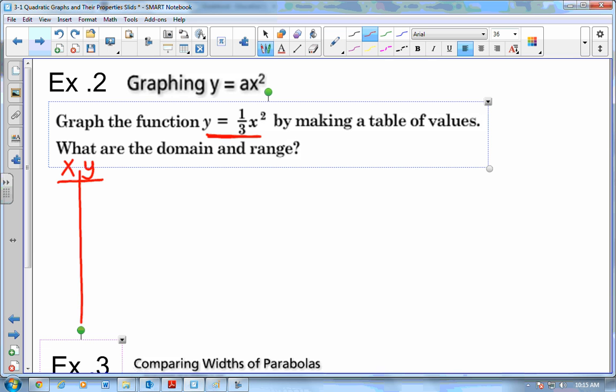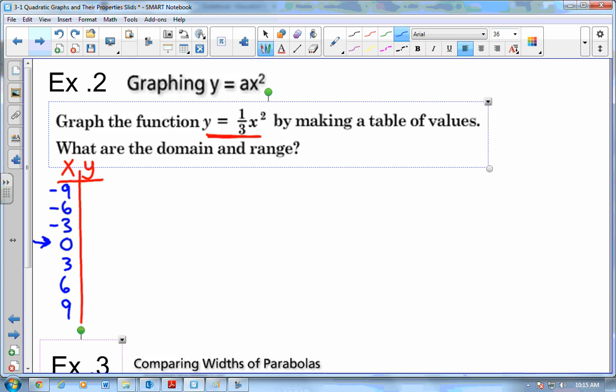The x's I'm going to choose, if I want to be nice to myself, would be numbers that we can divide by 3. If I choose something like 2 and I do 2 squared, 4 doesn't divide by 3 very pretty, right? So I'd probably use, what's the number that divides by 3? Okay, 3, 6, and 9. So I'm going to use -9, -6, -3, 0, 3, 6, and 9. So it's always centered right here on this origin for today's assignment. The origin is at x equals 0.